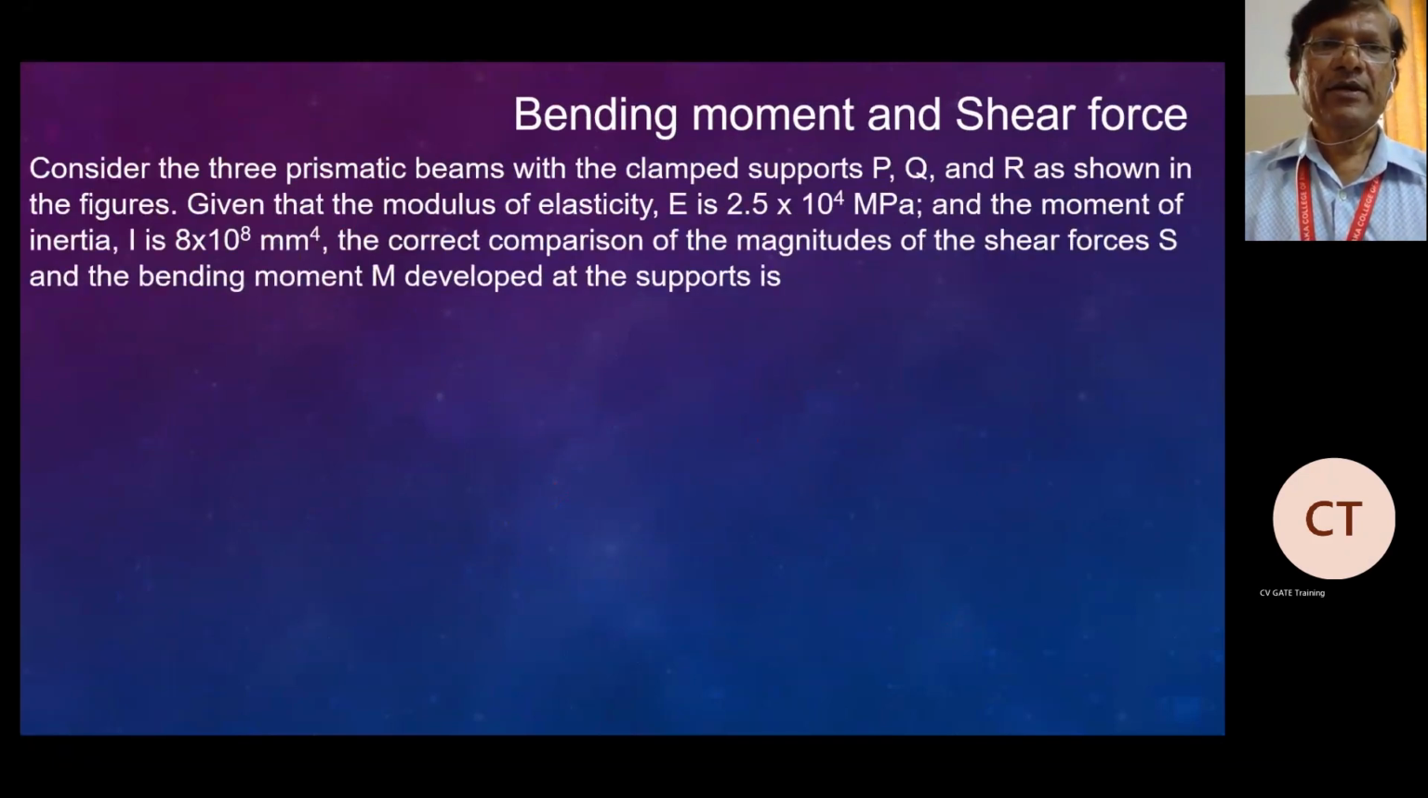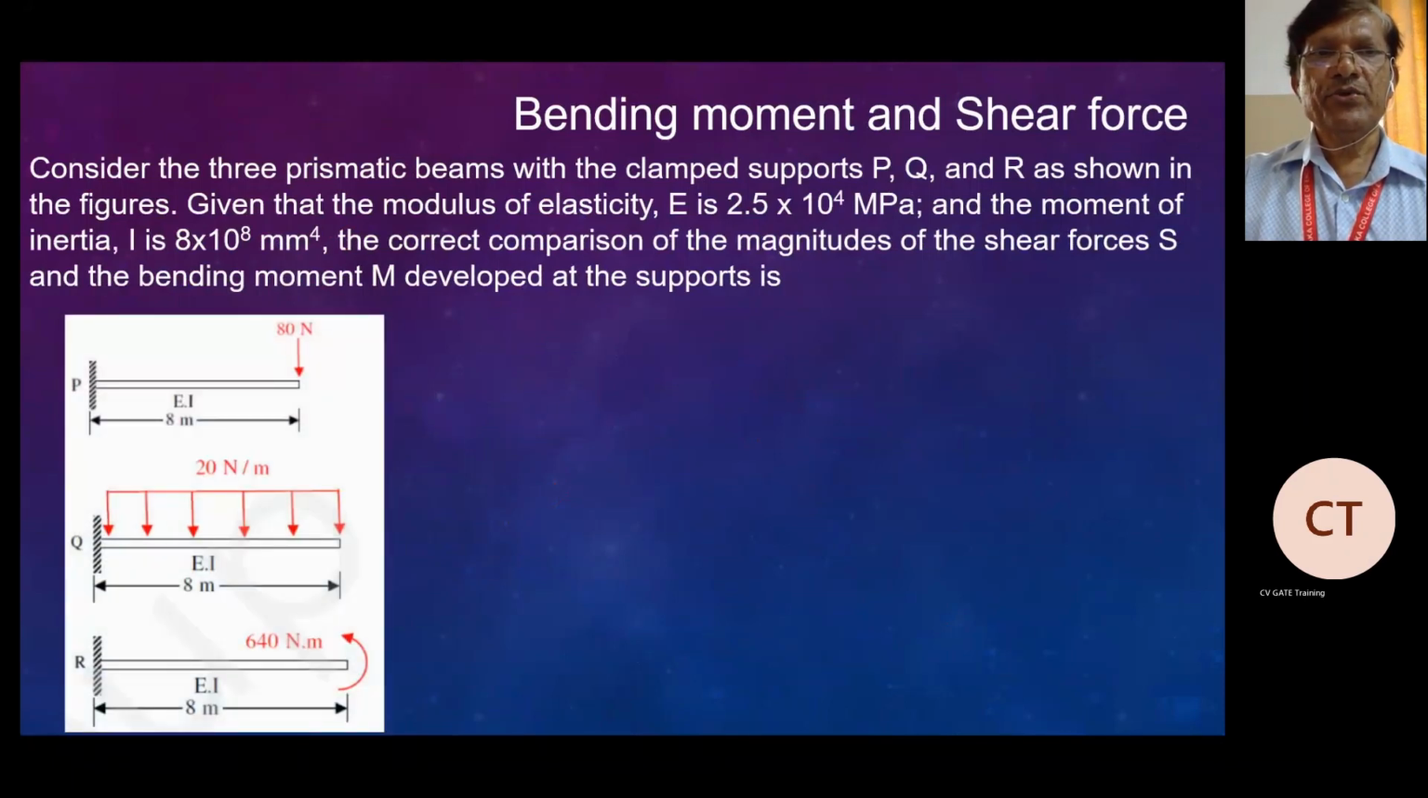Now we will consider three prismatic beams with clamped supports, PQR, as shown in the figure. Given that the modulus of elasticity is 2.5 into 10 to the power of 4 MPa, and the moment of inertia I is 8 into 10 to the power of 8 millimeter to the power of 4. We need the correct comparison of magnitudes of shear force and bending moment developed at the support. These are all cantilever beams.